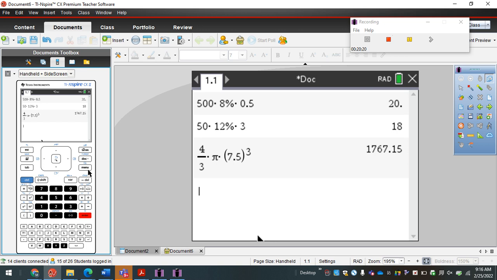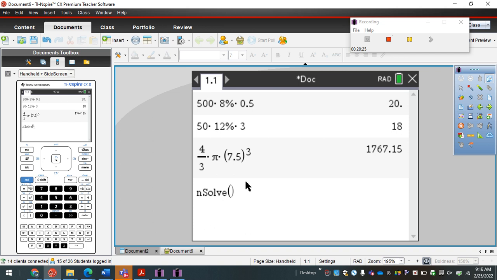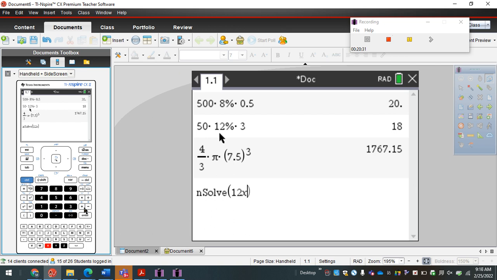On the calculator, you go to menu, 3, 1, and exactly what you see, you're going to type it in there. You type in 12x minus 15 is equal to 6 minus 3x, and then we're going to put comma x. You see this? How you know you can nSolve? There's an equal sign and one variable. Press enter. 1.4.